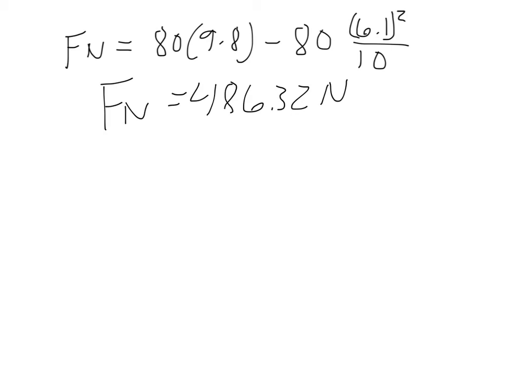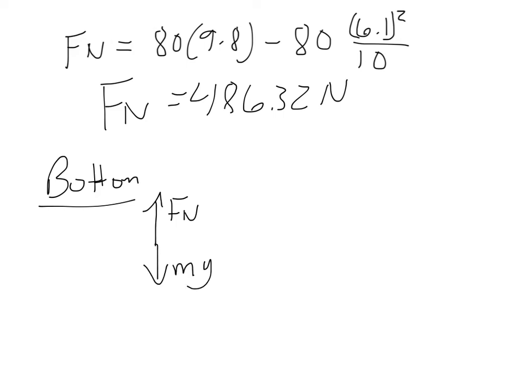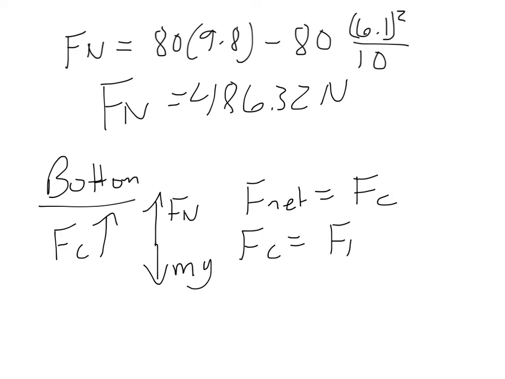Now we're going to set up the free body diagram at the bottom of the Ferris wheel. And at the bottom, again, we still have the normal force pointing up, the force of gravity, mg, pointing down. Only now, since we're at the bottom of the Ferris wheel, the centripetal force is pointing up. So now the net force is equal to positive Fc, and that means that the centripetal force is equal to the normal force minus mg, and the normal force is equal to Fc plus mg.